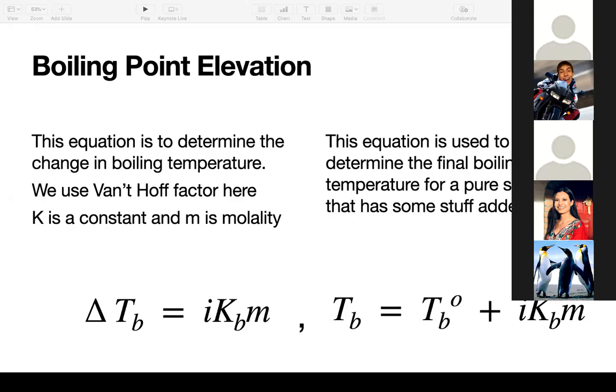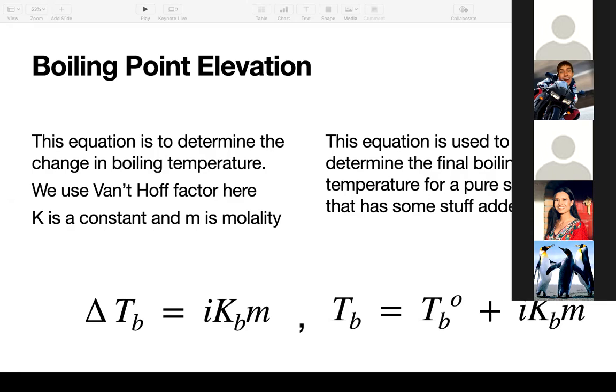And you can see elevation. So almost always we're going to have an increase in boiling point. You kind of think of it as, water has all these different intermolecular forces, and when we add some stuff in, there's going to be an increase in intermolecular forces. So it's going to be harder to break all those bonds, and the boiling point will elevate, to kind of tie it back.